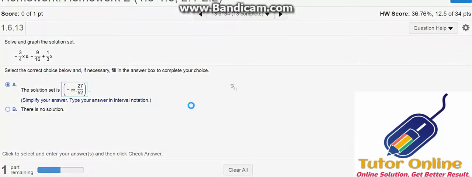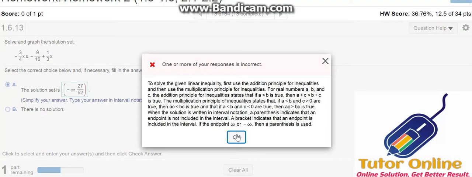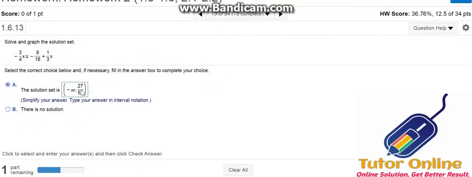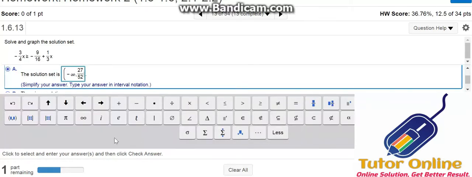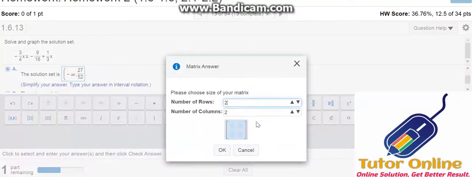So let's check our answer. We'll do it again. What we are doing, we are lagging here. Some bracket issues. Is 27 over 52 included in the graph or in the solution? So we will use a close bracket here.